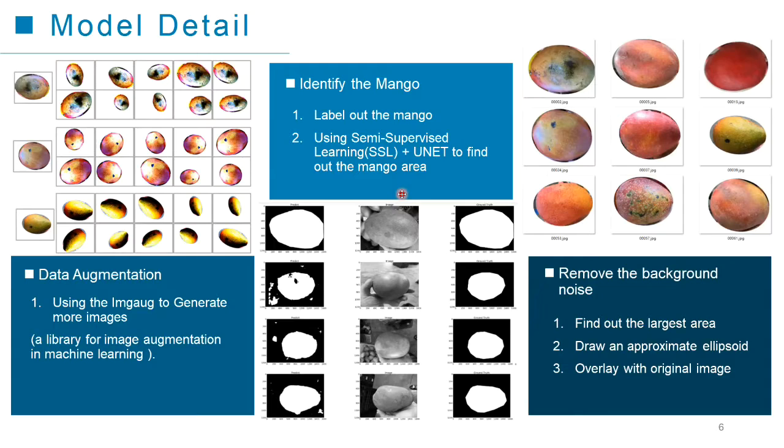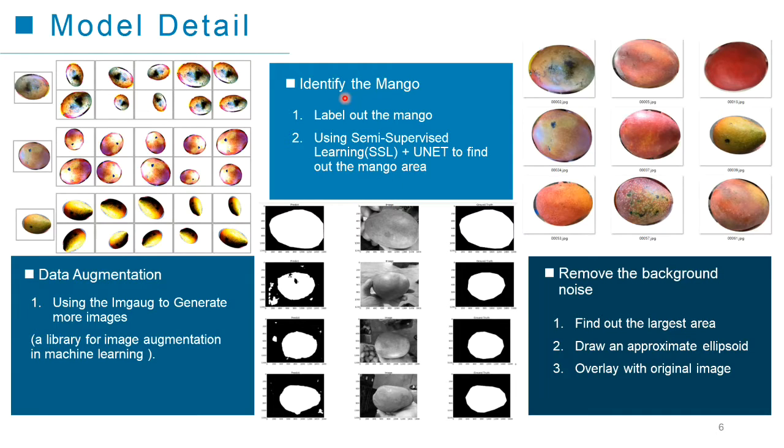Hello, I'm John. Next, I want to discuss our model detail. First, we do the data preprocessing by using data augmentation. As you can see, there is some rotation, resizing and translation in the image. The data augmentation can make the data more varied.